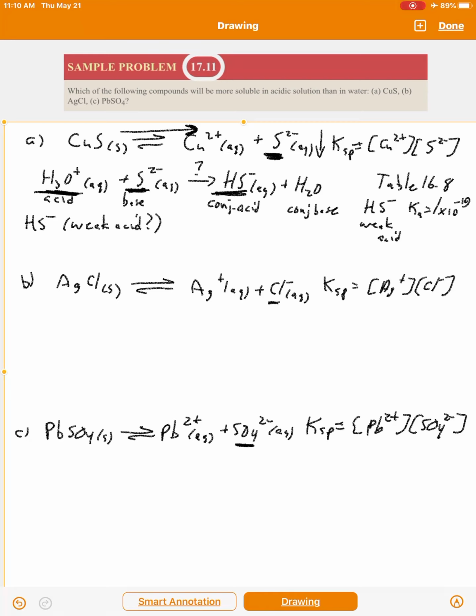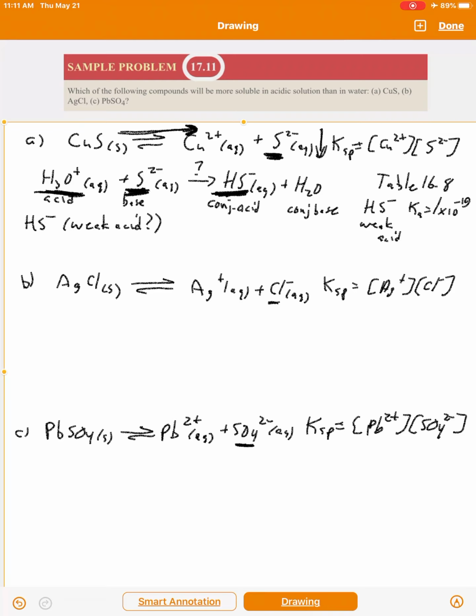If it's a weak acid, sulfide will react with hydronium to form the weak acid, thereby reducing the concentration of sulfide, thereby increasing the dissolving of copper sulfide. Very interesting reasoning, right? It's not as simple as it looks. You need to think through several different steps of what could happen. Let's try the second one.